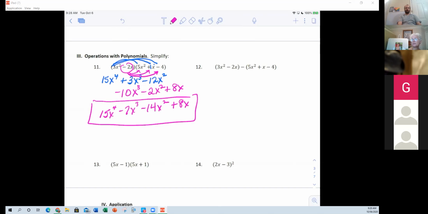And when I do the distributive property with problems like this, I start grouping as I go. So like when I started with the second term of the first polynomial and multiplied it by the 5x squared and got the negative 10x to the third, I went ahead and put it right under the 3x to the third so that I could see that they go together when I'm adding the like terms.